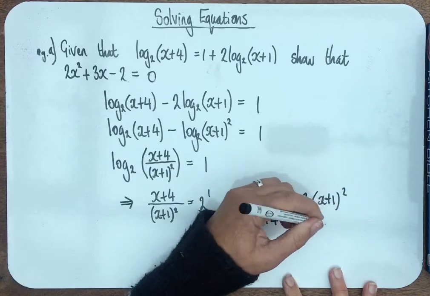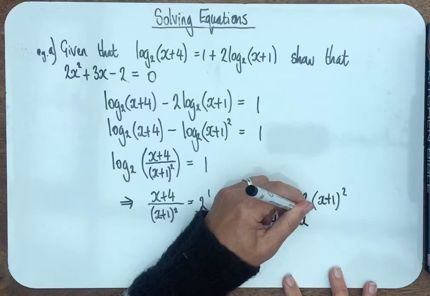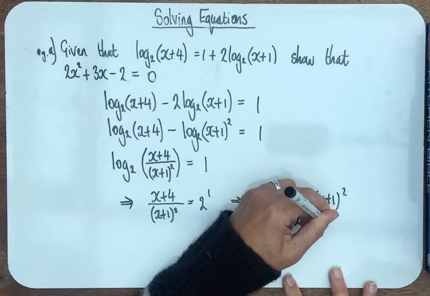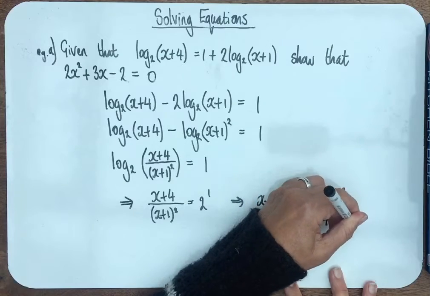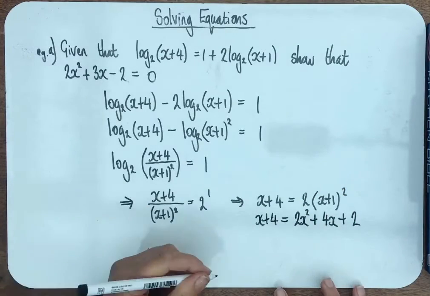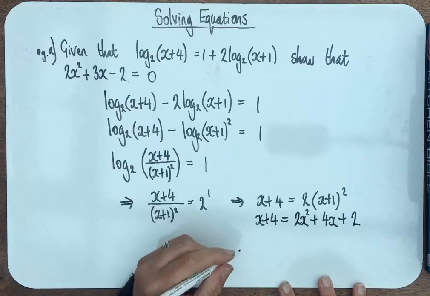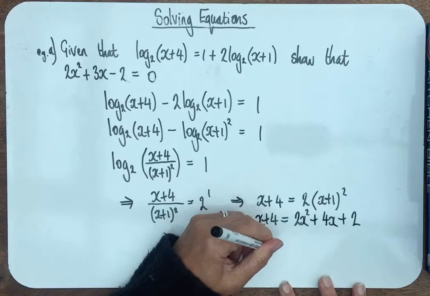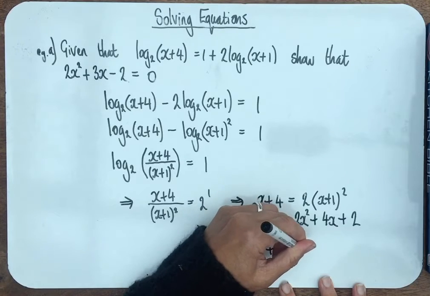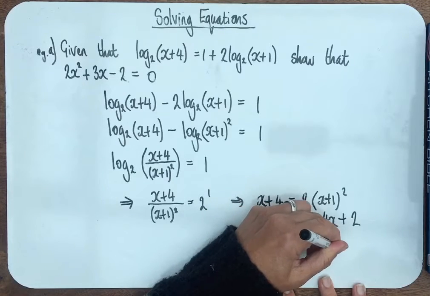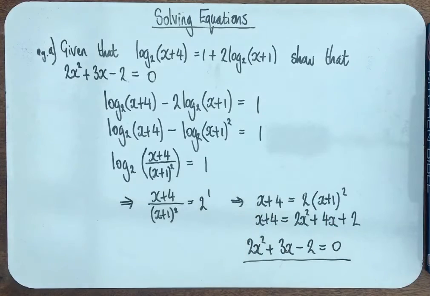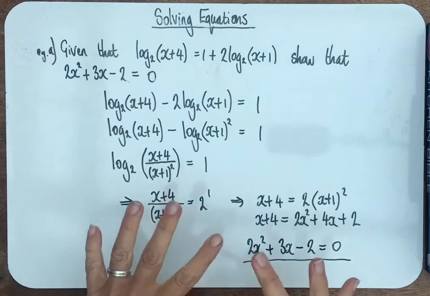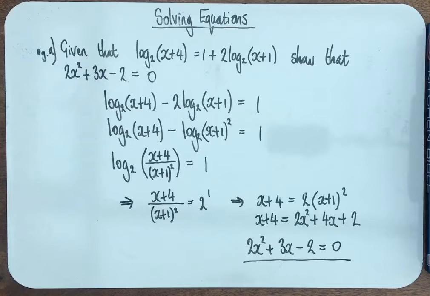Multiplying out the right hand side, you get 2x squared plus 4x plus 2, and then combining all of that together, if my example has worked okay, I get 2x squared plus 3x minus 2 is equal to 0. There's a little bit more going on with that, but nothing new. It's just combining everything together a little bit more.